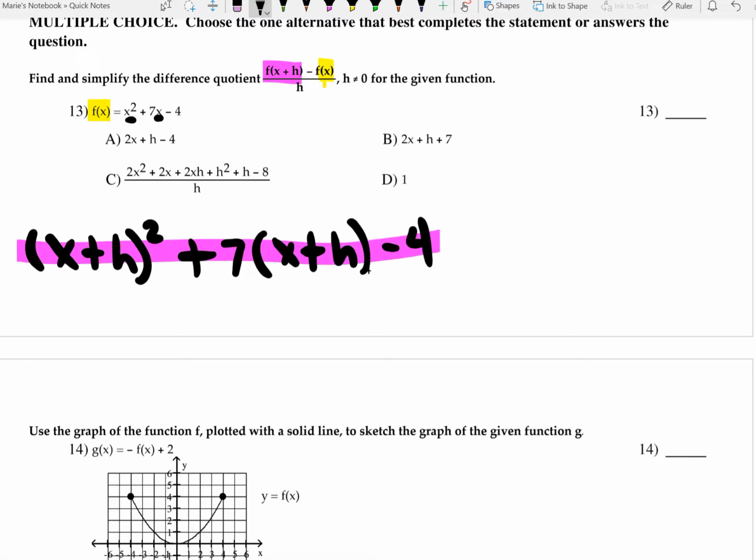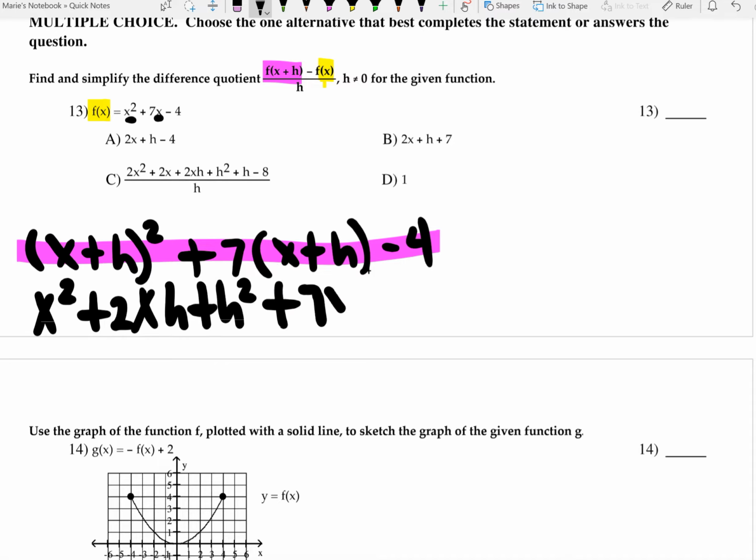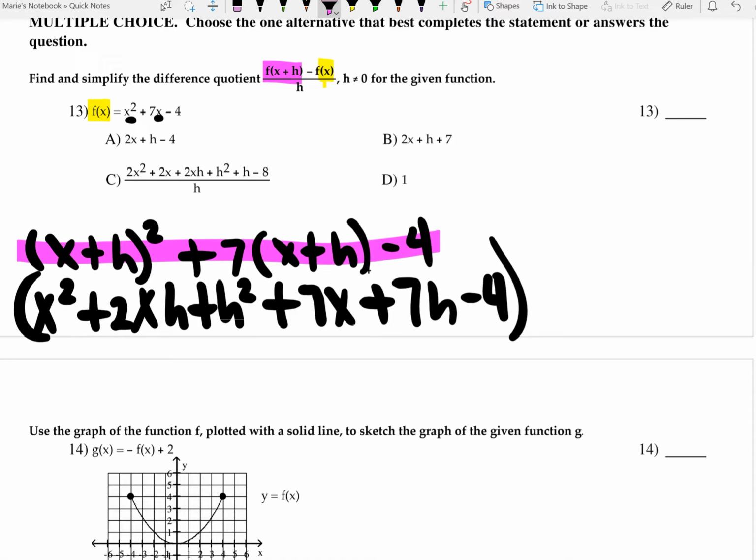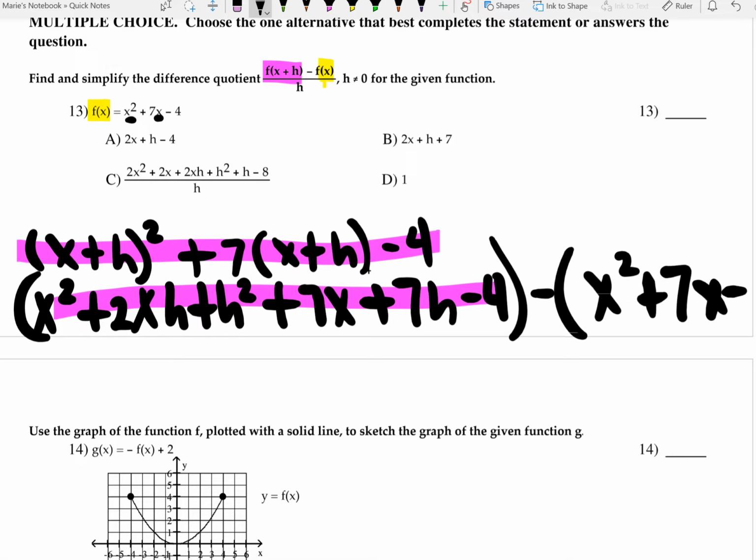So you have to remember you have to FOIL this, so you get x squared plus 2xh plus h squared plus 7x plus 7h minus 4. All of this is the f of x plus h part, so all of this is the pink. Minus f of x, so minus the x squared plus 7x minus 4. All of this is the yellow part. And obviously all of this is over h.